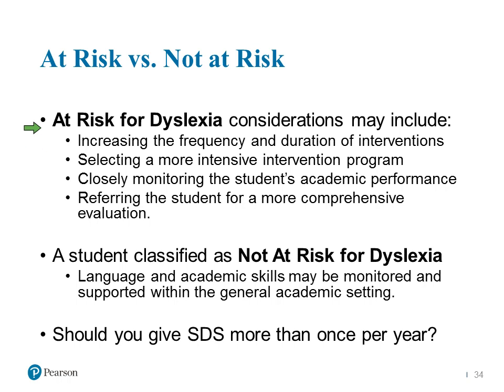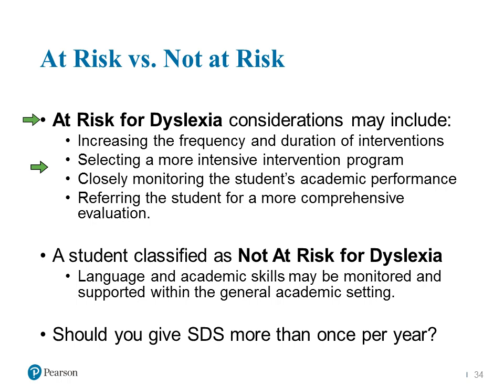In terms of a student that comes up as at risk for dyslexia, what does that mean? These are some considerations that I wrote down so that you can focus your next steps, which is really just increasing the frequency and duration of interventions, trying to give them a little bit more intensity, selecting a more intensive intervention program that may address some of those concerns a little bit more in detail. Again, monitor their academic performance. It's important to continue monitoring. And if you find that it is a concern, it's persisted for some time, then refer them for a more comprehensive evaluation.